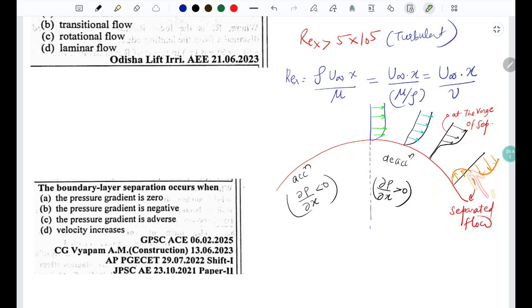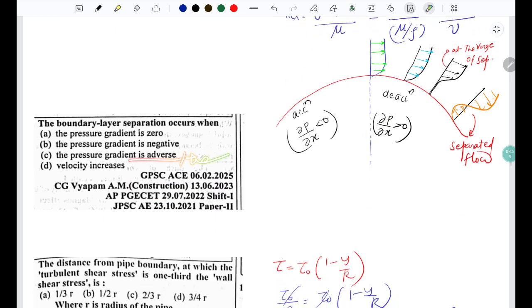You see the deceleration is so much, the decrease in velocity is so much that it starts flowing in the reverse direction. So that is a separated flow. Hence the boundary layer separation occurs when the pressure gradient is adverse or positive.